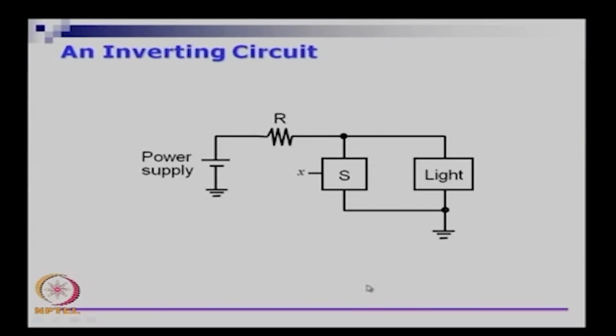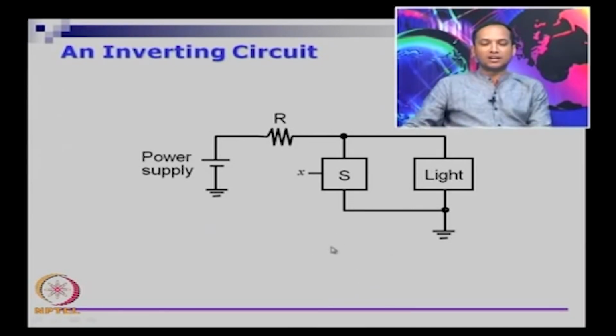Let us take a slightly twisted example. In this circuit, what we have is called an inverter. So, you have the power supply, and let us say you have a resistor here. If the switch is off, then the current through the resistor cannot flow through this, it has to flow through the light, and the light will glow, right.